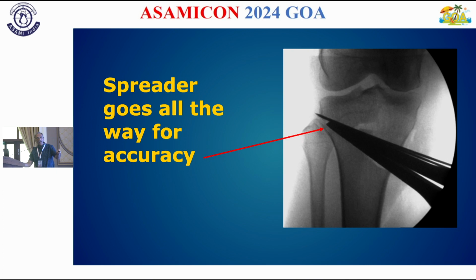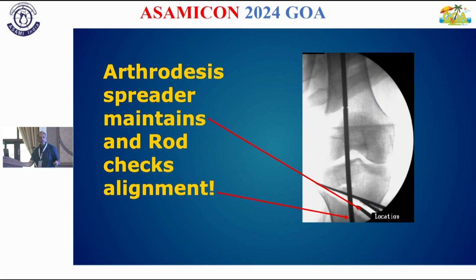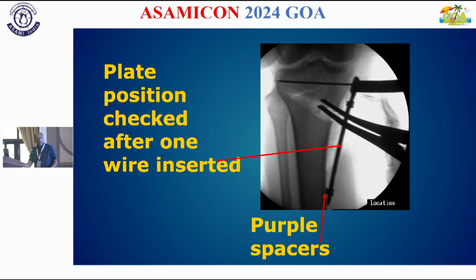So then you use the graduated spreader which goes in all the way so that the calculation is accurate. Then an arthrodesis spreader maintains the opening while you check with the alignment rod like this. Then you position the plate. At the upper level there are 3 holes. With the central hole you put in the guide wire. And then there are the purple spacers that prevent the plate from stressing the bone, which gives rise to pain. If you don't do this step, they have pain post-operatively which you cannot explain because you've done everything right.